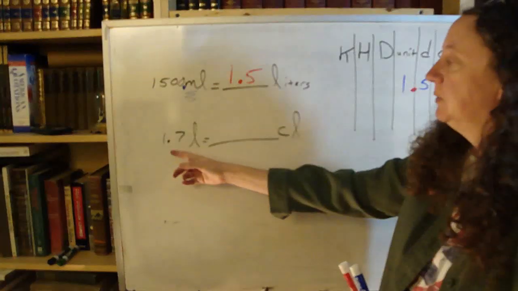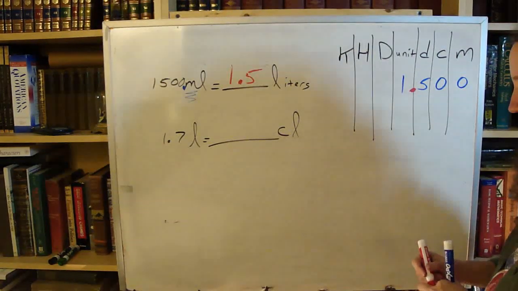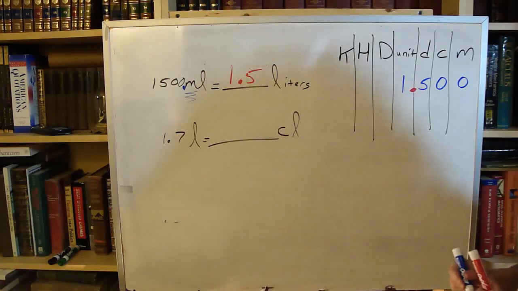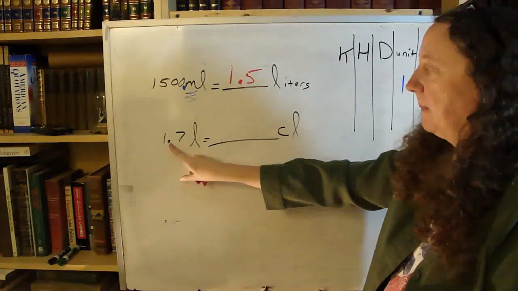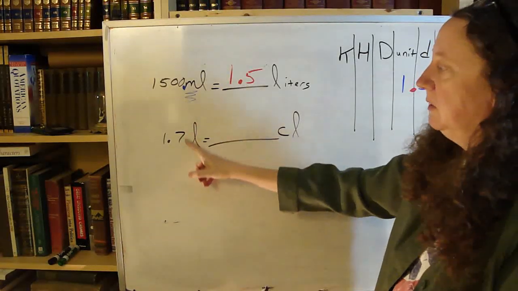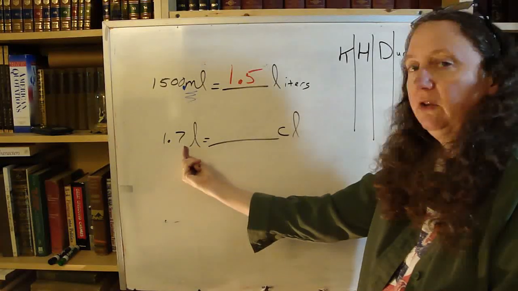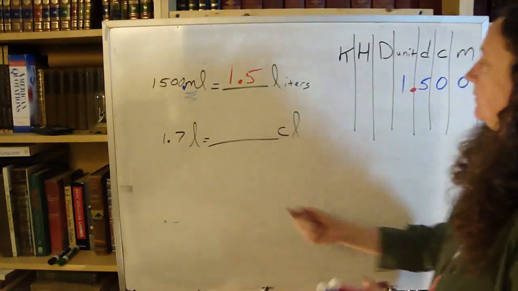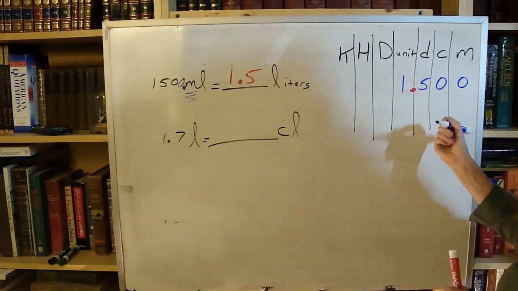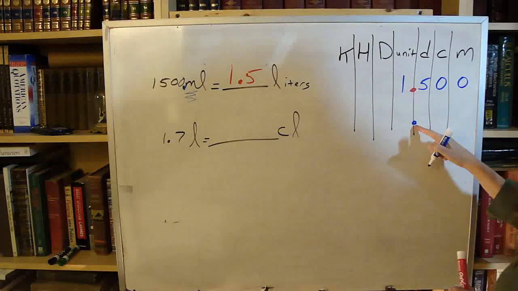Our second example here, 1.7 liters is how many centiliters? So I'm going to start by finding my decimal point. It's already given to me here. What column am I looking at? I'm looking at the main unit because there's no prefix for my letter. There's only one letter there. So my decimal point goes at the end of the main unit column.